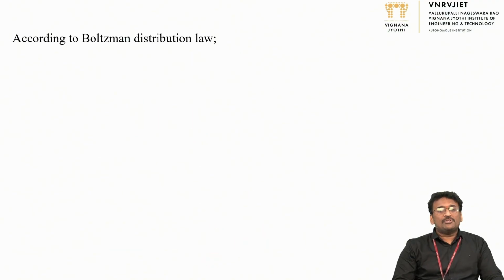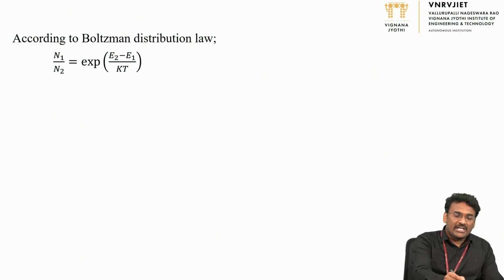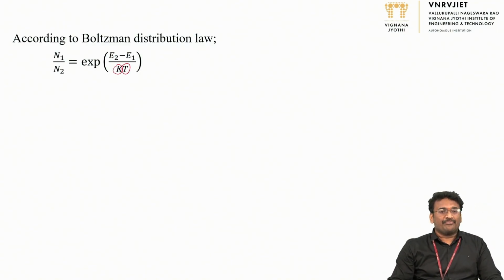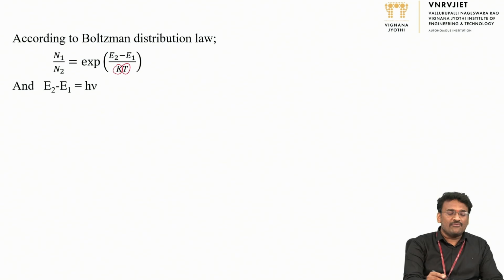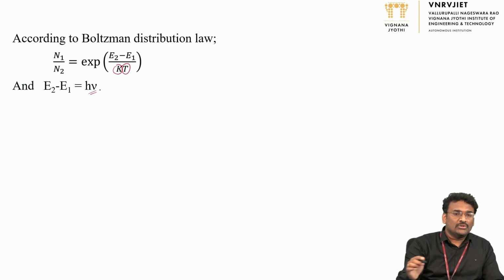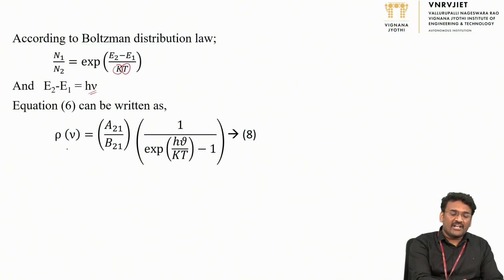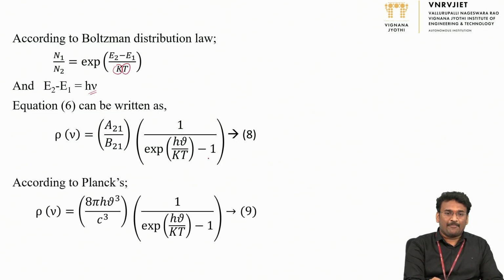Now according to the Boltzmann distribution law, we can write the ratio of the numbers N1 by N2 as exponential of E2 minus E1 by KT, where K is the Boltzmann constant and T is the absolute temperature. Now E2 minus E1, since a photon gets released, can be written as h nu. So by substituting all these things in the previous equation, we can write rho v is equal to A21 by B21, into 1 by exponential h nu by KT minus 1.